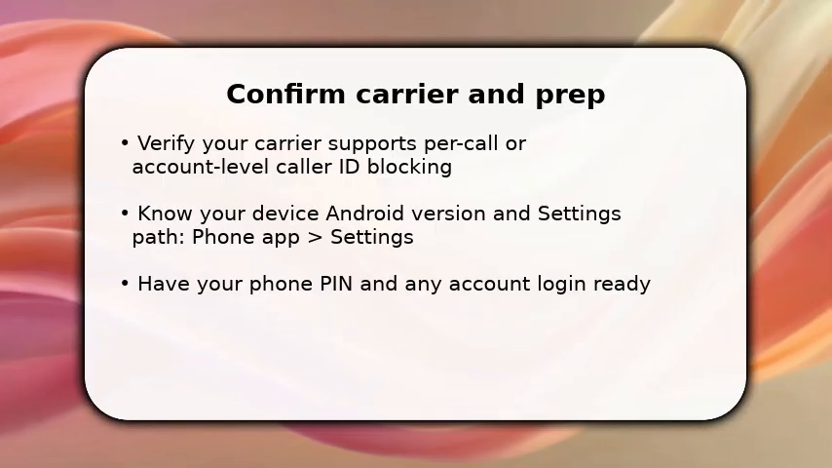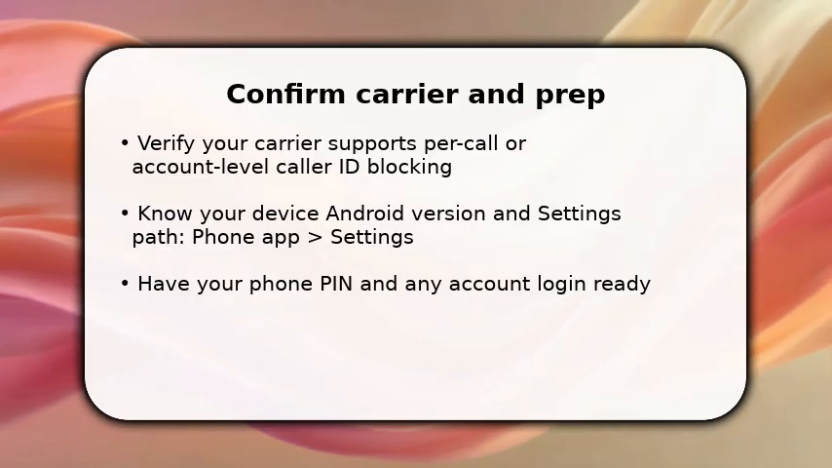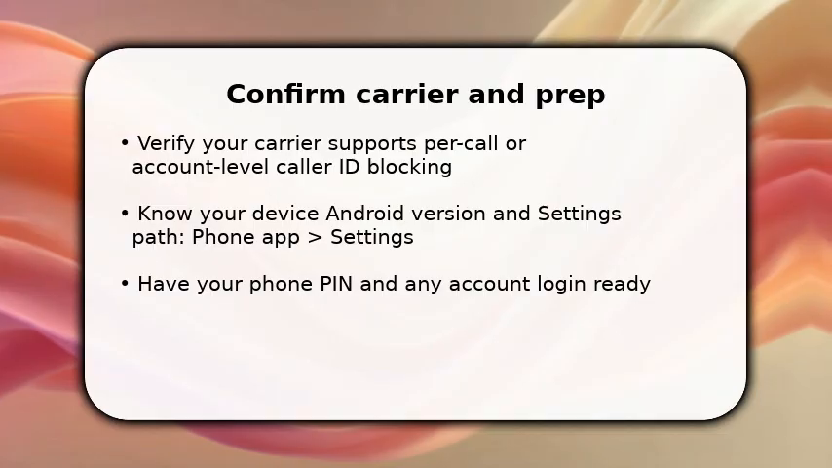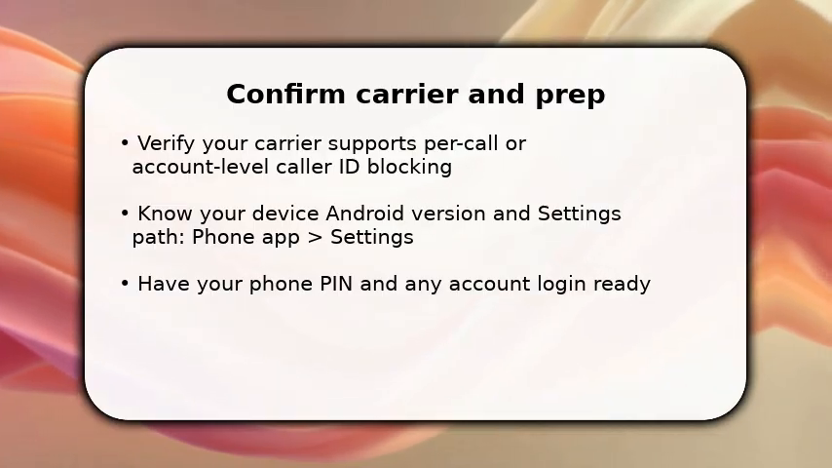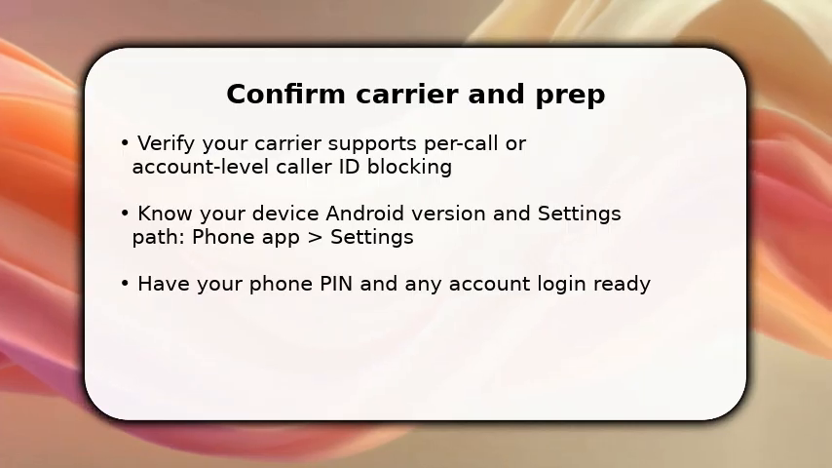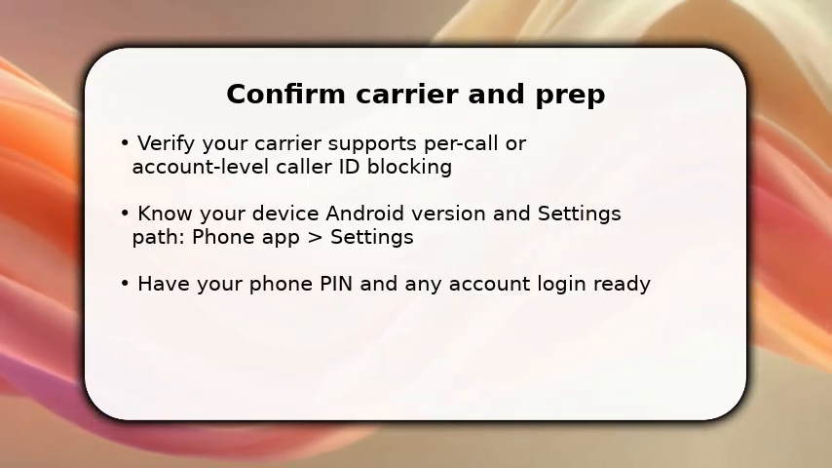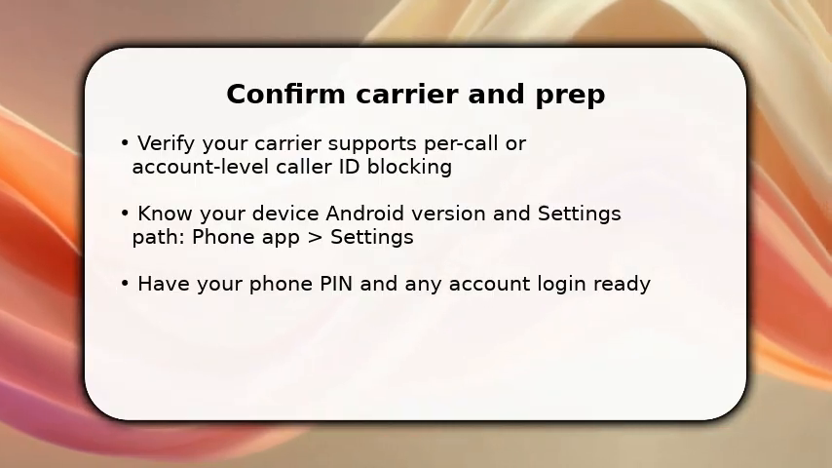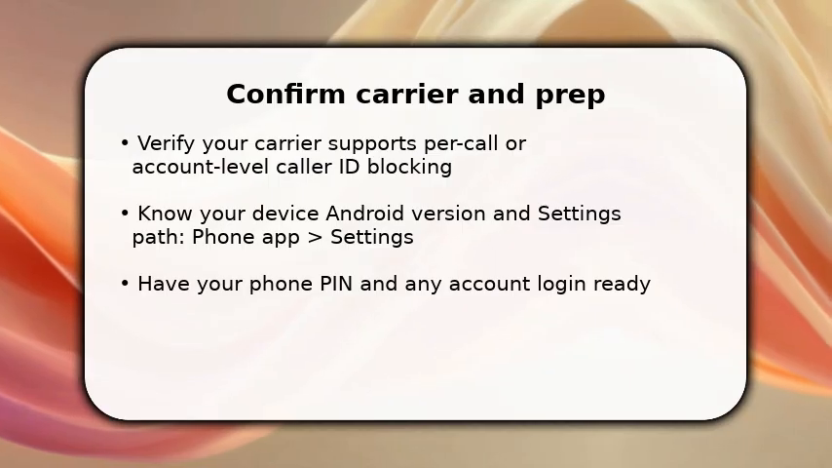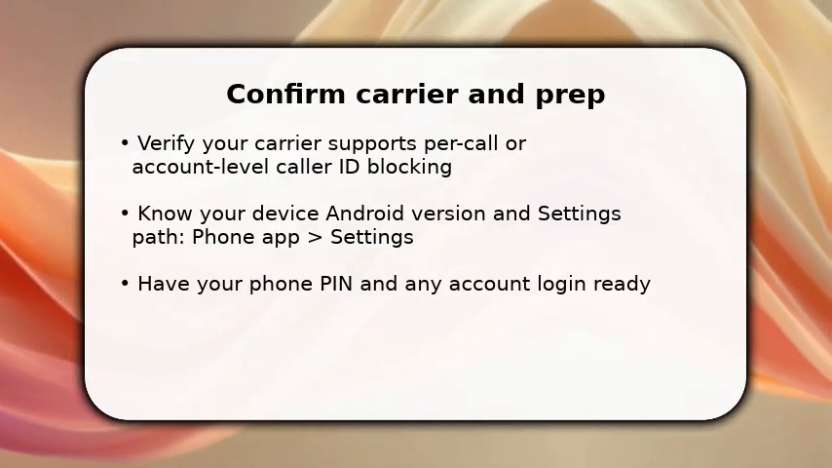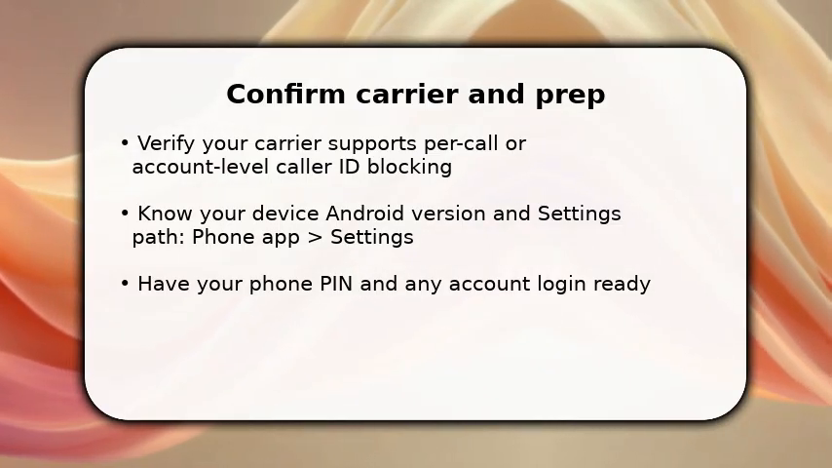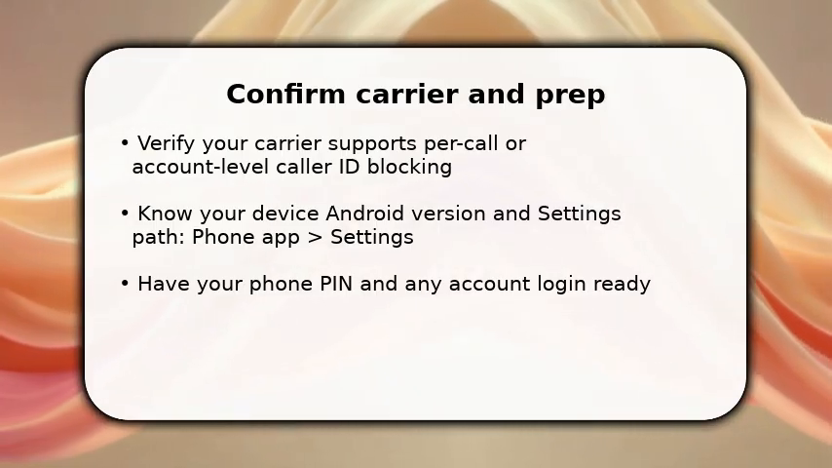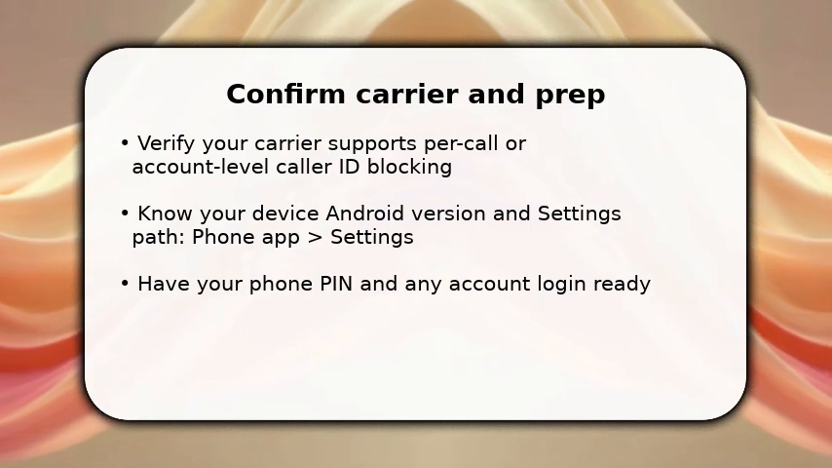You need to start by confirming your carrier allows blocking caller ID. Some networks restrict it. Once done, open your phone app and note your Android version in settings so you follow matching menus. Make sure you can access your account login and phone PIN because carrier account level hiding may require it. If you plan to use per-call blocking, memorize the prefix code such as *67 or the carrier alternative. This lets you test immediately without changing account settings.